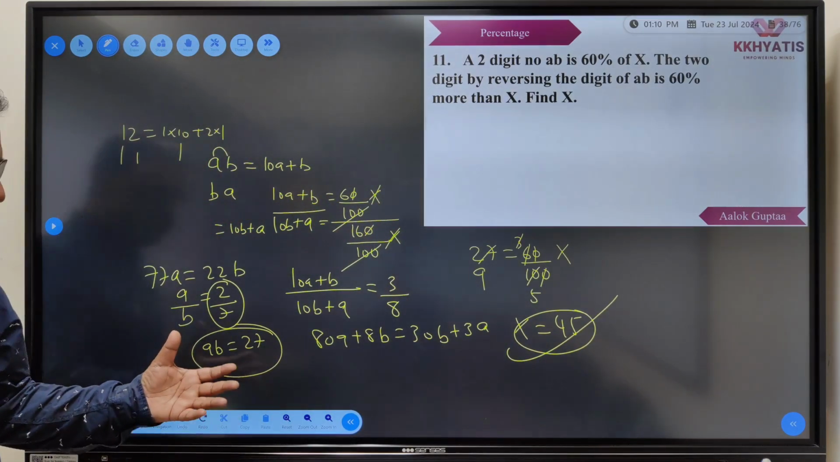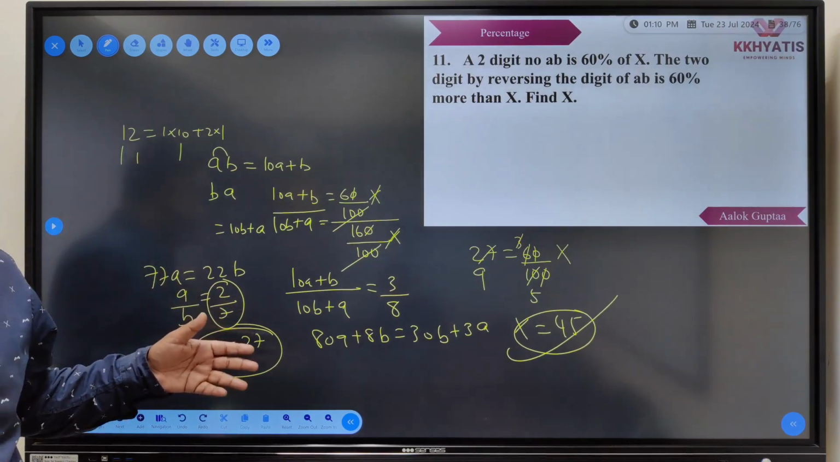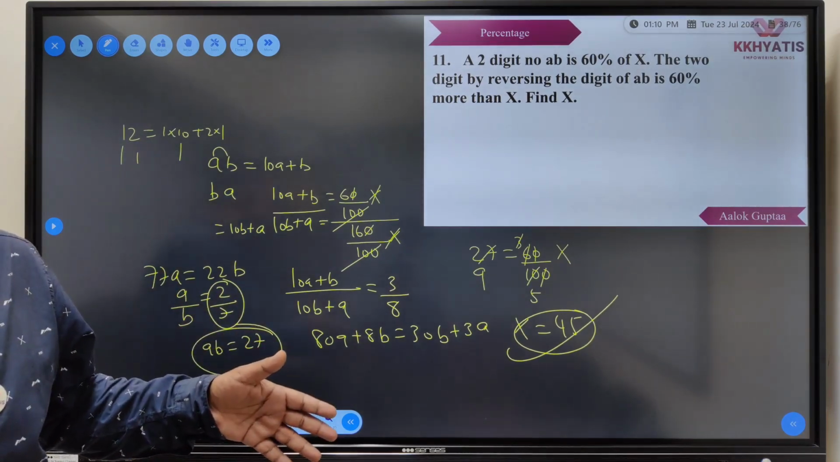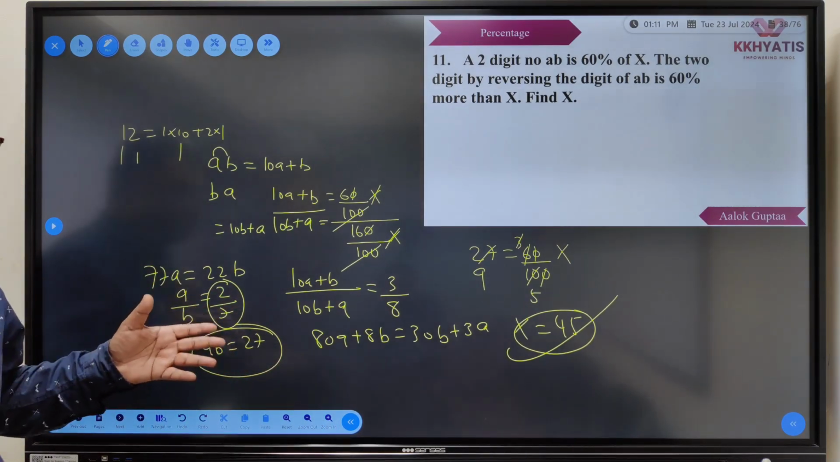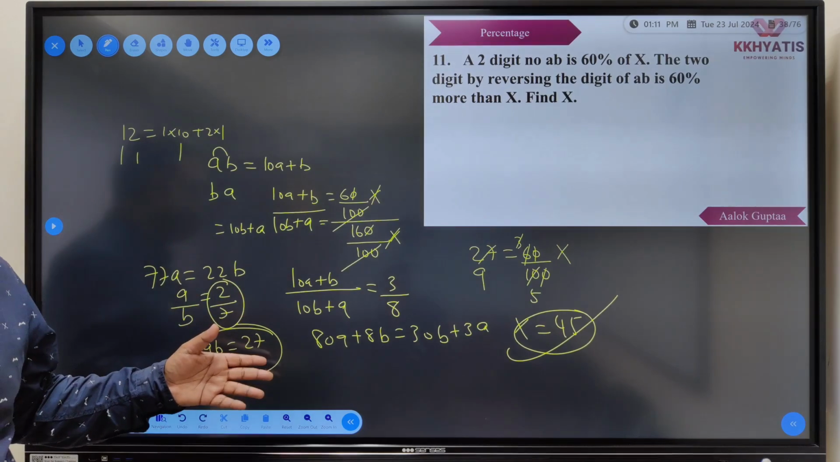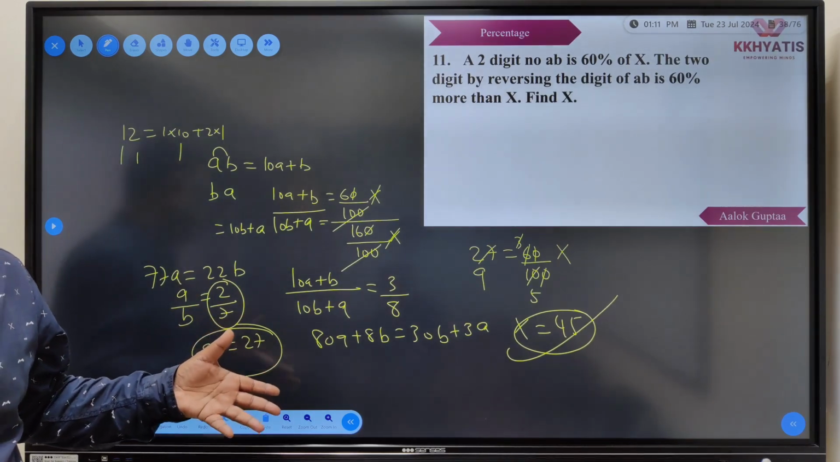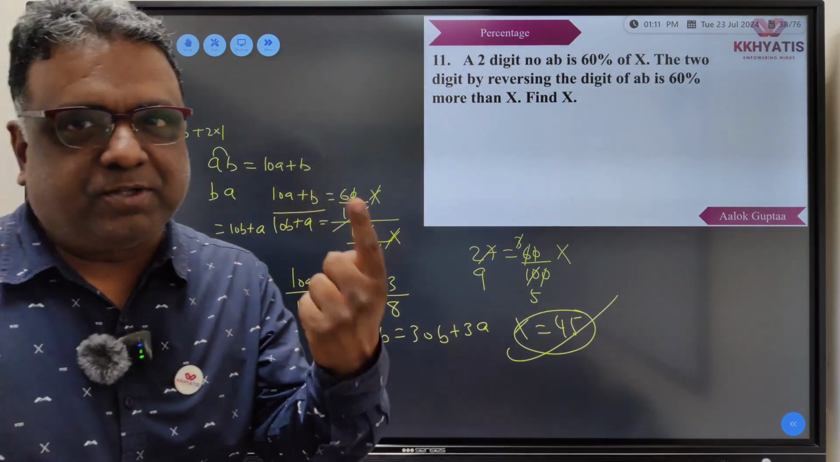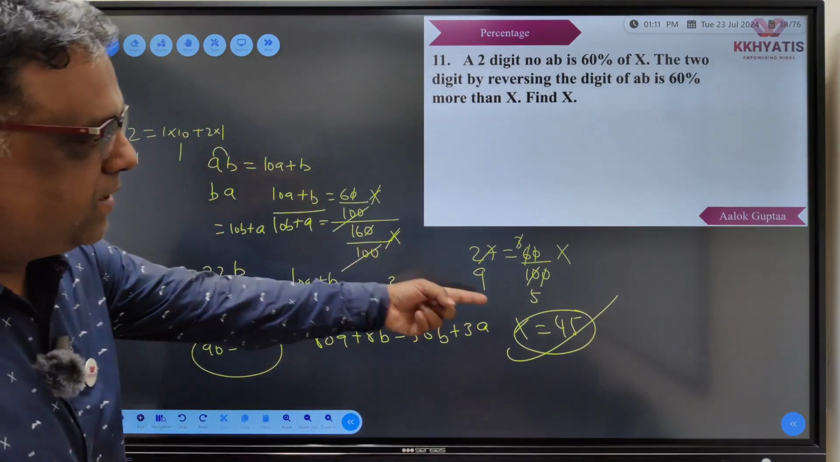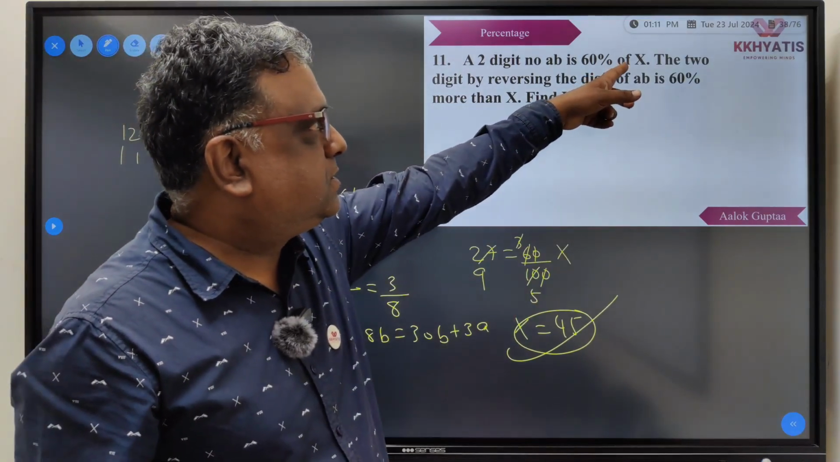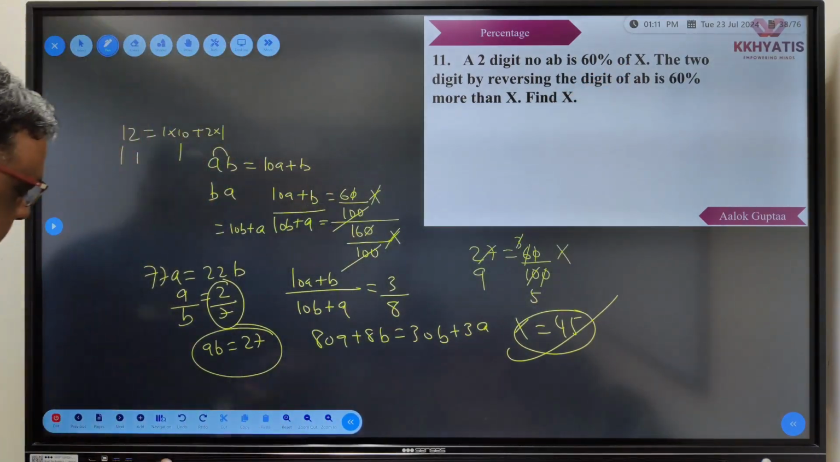The important concept here was because I got A upon B as 2 by 7, the ratio of the two digits. So this has to be the ratio, because A has to be 2 and B has to be 7, because the ratio can be 4 by 14 also, but the digit cannot be 14. A digit has to be a single digit from 0 to 9. That's why my number itself has to be 27. Then I could find AB with the given condition that it is 60% of X. Okay, let's move ahead.